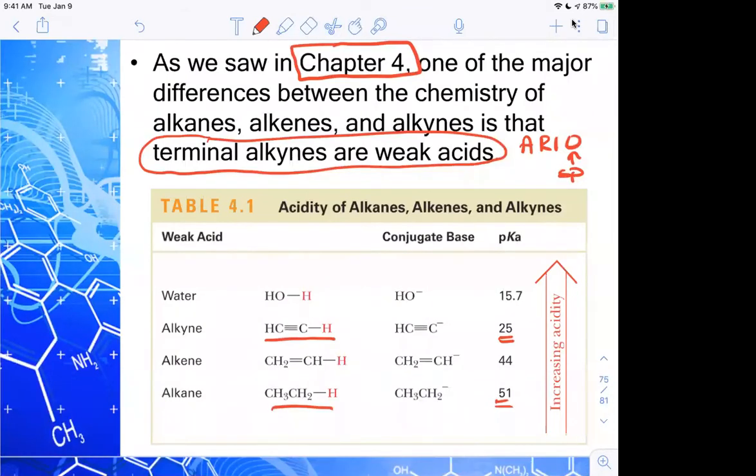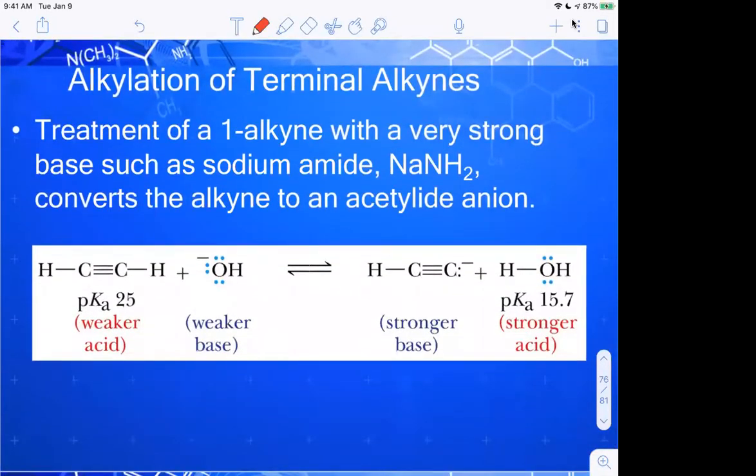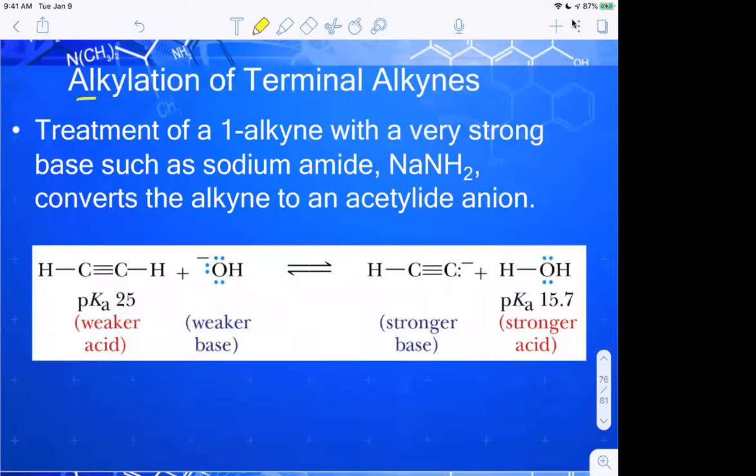But in the organic world, what we really have to focus on is that I can actually do chemistry with the conjugate base. I make a carbanion, which allows me to use that carbanion as a nucleophile, which can do chemistry with other types of molecules, and I can build my carbon skeleton by forming new carbon-carbon bonds, which is really important. So this is an alkylation. This is what it's really used for. I can alkylate my terminal alkyne.